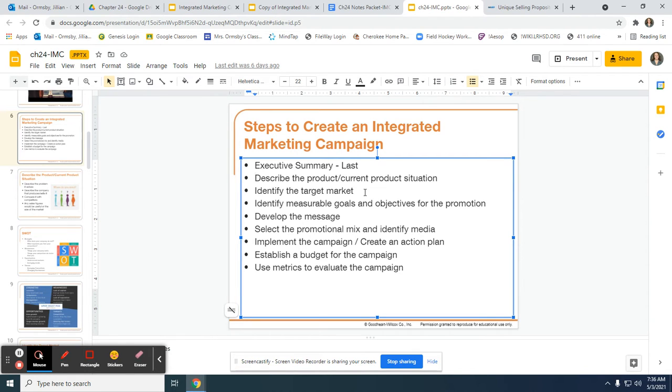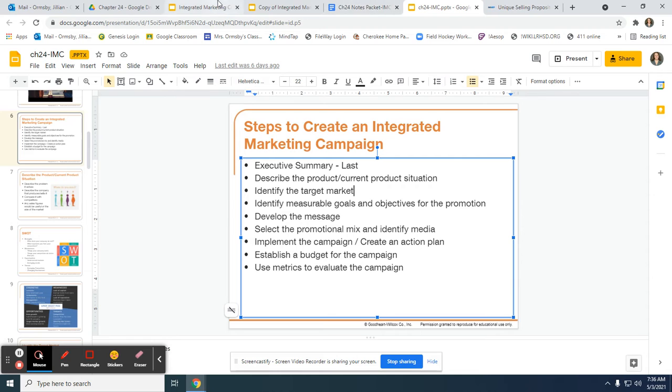Next, what we did in 24.2 was we identified the target market, learned how to segment those markets, and we identified measurable goals and objectives for our campaign. What we're going to do today is we are going to learn how to develop the message and select the promotional mix and identify the media.